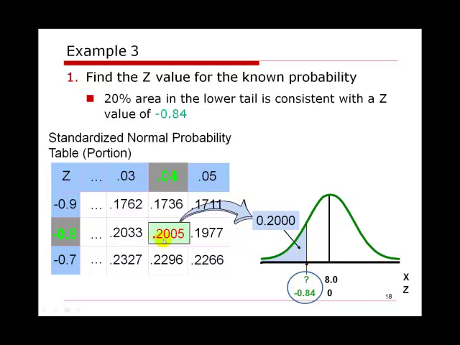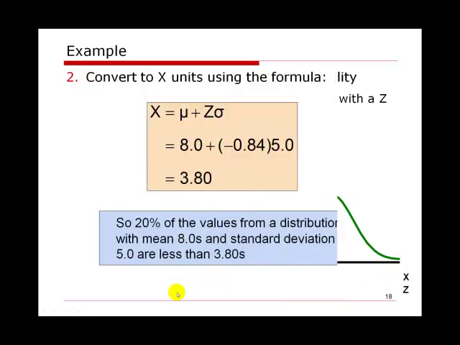Now, 20%, we look at the standard normal distribution table. We cannot find exactly 20%, but the closest one is 0.2005. So we use this value to approximate 0.2. And this value corresponds to a z-value equal to negative 0.84, which means the probability that z is less than negative 0.84 is about 0.2. So we have the z-value here as negative 0.84. Now we need to take a further step to convert it to x, which is x equals mu plus z times sigma.